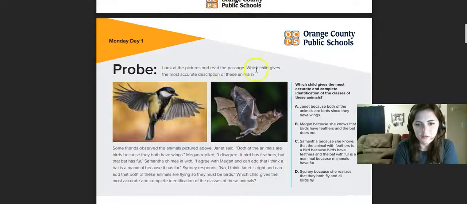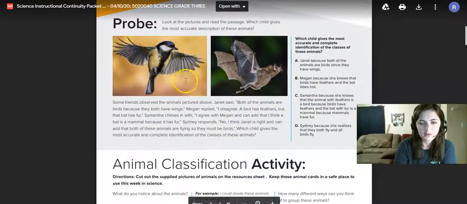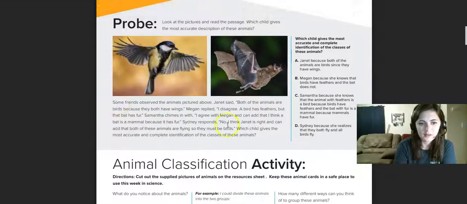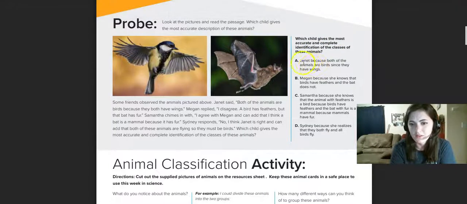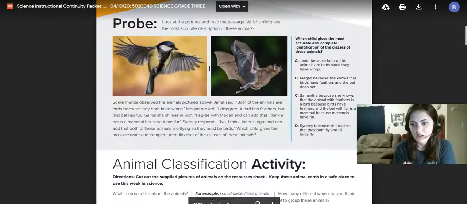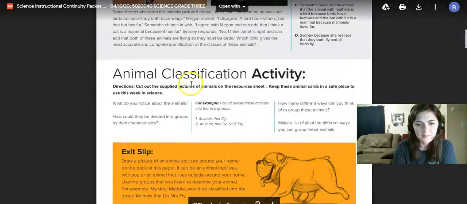So look at the pictures and read the passages. Which child gives the most accurate description of these animals? What you'll do is look at these pictures and read this passage. This passage is children talking about the two animals here. And then you'll decide which one, Janet, Megan, Samantha, or Sydney, gave the best description of these animals. So you'll have to read their responses.